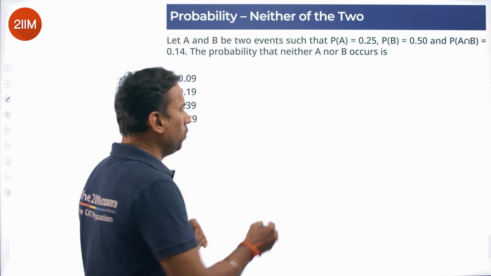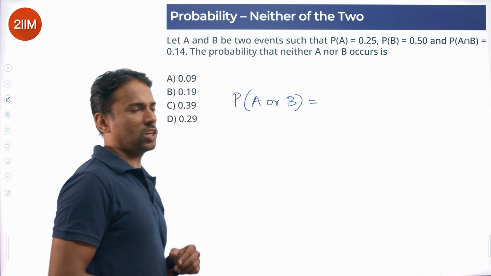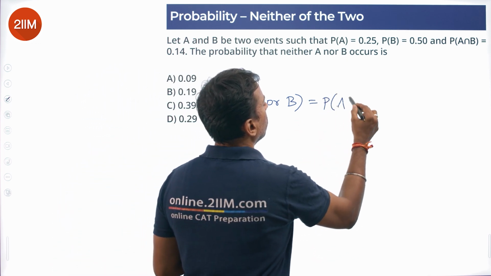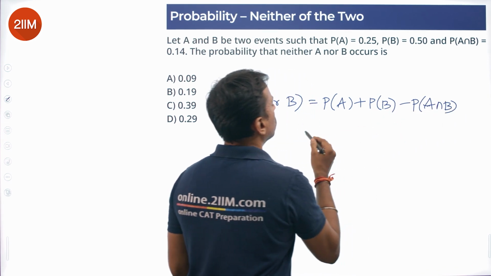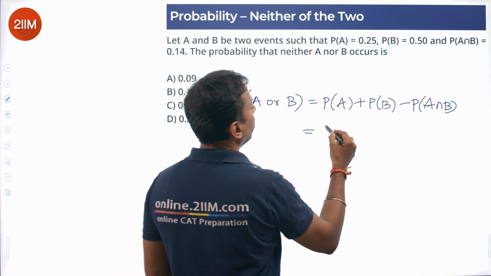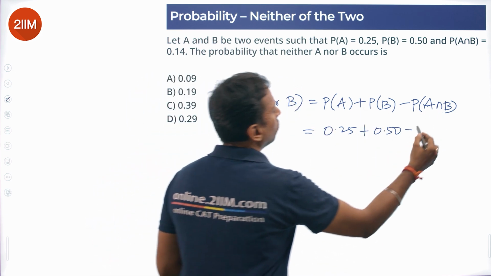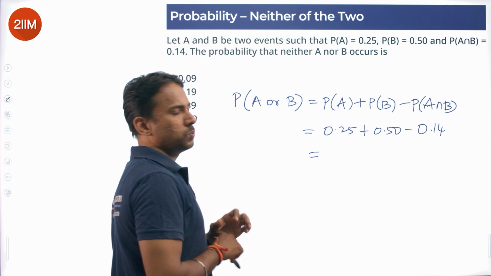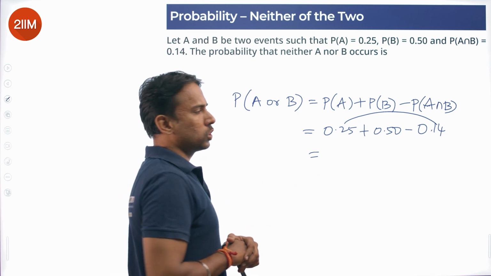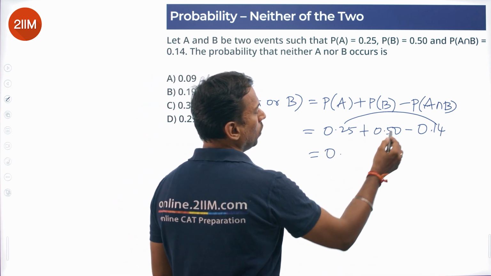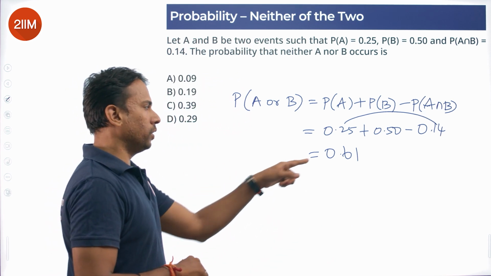So first we'll try to find out P of A or B. Either A will happen or B will happen. This is simple. This is P of A plus P of B minus P of A intersection B. So P of A is 0.25 plus 0.50 minus 0.14. So 0.25 minus 0.14 is 0.11. That means we'll have 0.11 plus 0.50, 0.61. So either A or B will happen with probability 0.61.